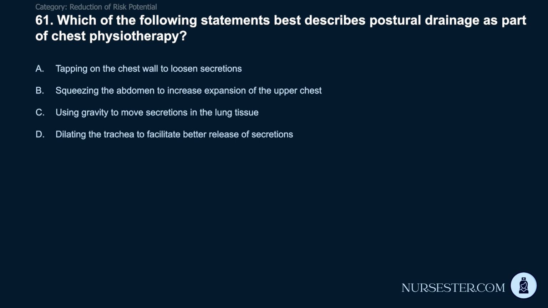61. Which of the following statements best describes postural drainage as part of chest physiotherapy? A. Tapping on the chest wall to loosen secretions. B. Squeezing the abdomen to increase expansion of the upper chest. C. Using gravity to move secretions in the lung tissue. D. Dilating the trachea to facilitate better release of secretions. Correct answer, C. Using gravity to move secretions in the lung tissue.